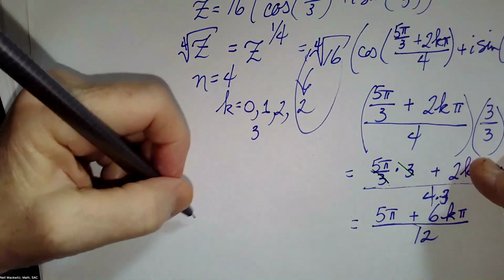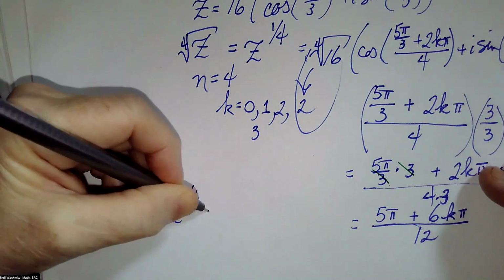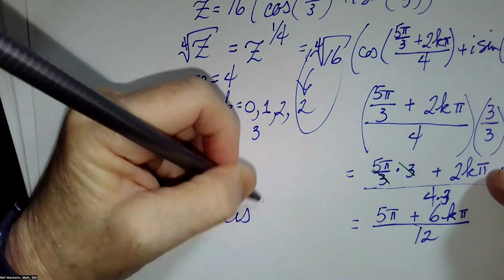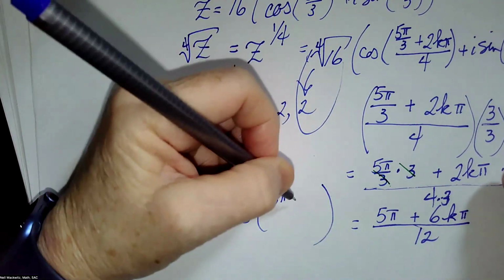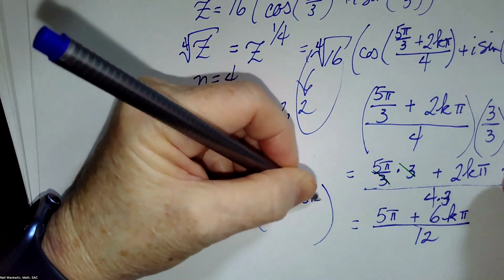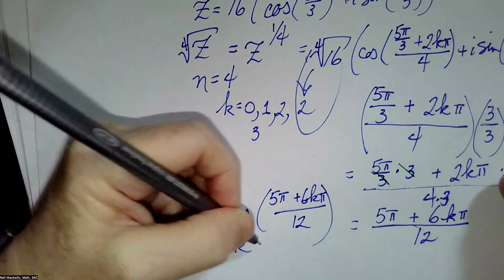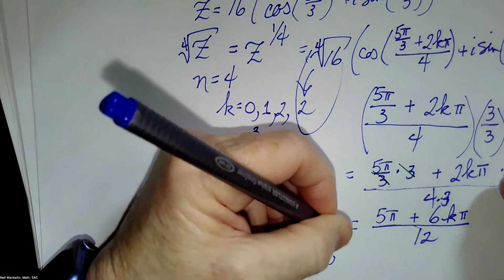So now we've got the fourth root of z is equal to 2 cis (5 pi plus 6k pi) over 12, where k is equal to 0, 1, 2, and 3.